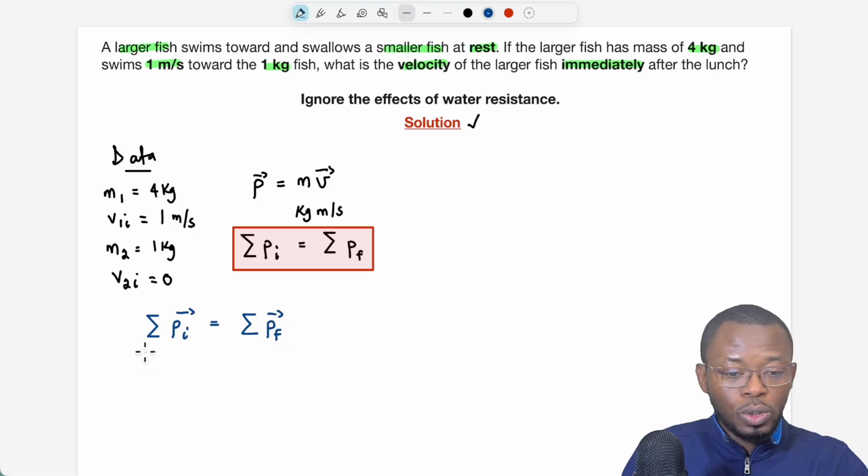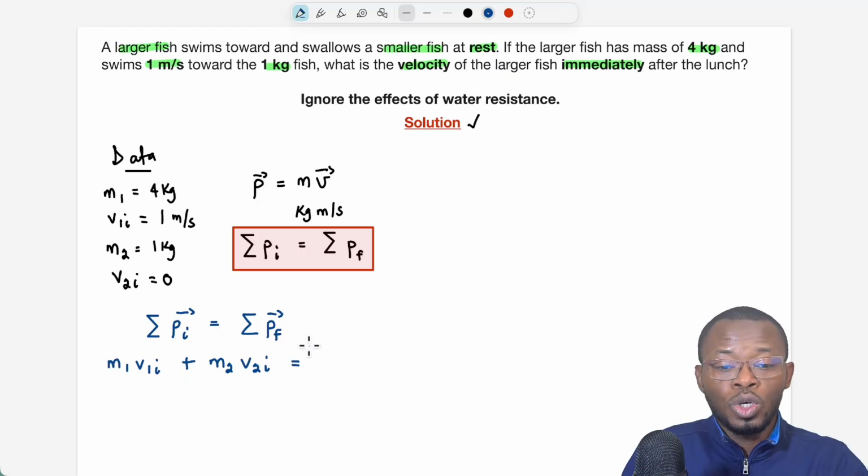All right, so let's do that. For M1, for mass 1, that is the larger fish, the momentum before the swallowing occurred would be M1 V1 initial, and then for the smaller fish, it's going to be M2 V2 initial. So this is the sum of the momentum before the interaction, and then after the interaction, we just saw that they are going to be one unit, right? Because a larger fish swallowed a smaller fish, so the masses are going to add up.